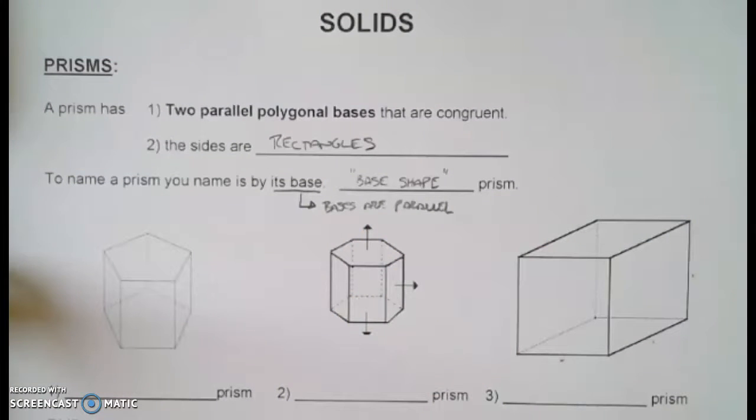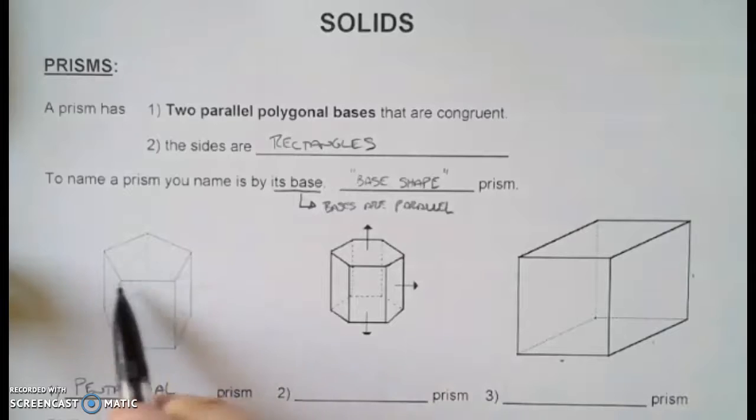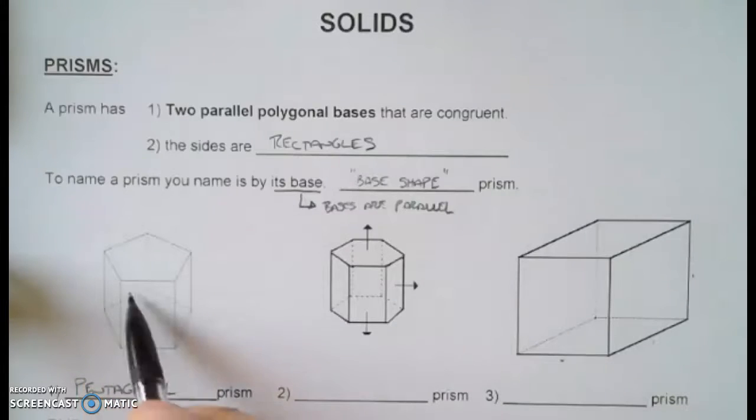Okay, so looking at this first prism, we've got to look at the two faces that are parallel to each other, and that would be the top and the bottom, and those shapes here are pentagons. And so the type of prism that this is called is a pentagonal prism. The word pentagon with an AL at the end. Pentagonal prism. Okay? 5 sides on the top, 5 sides on the bottom. That represents a pentagon. They're parallel to each other.